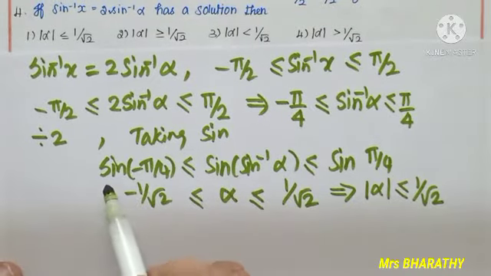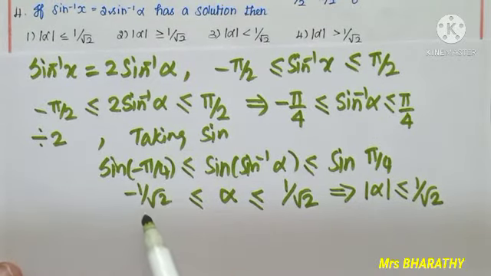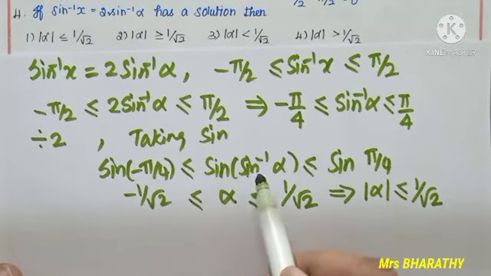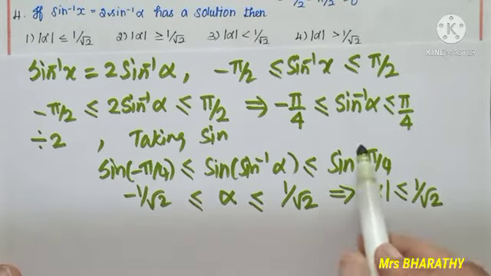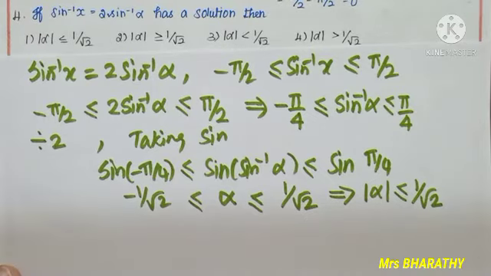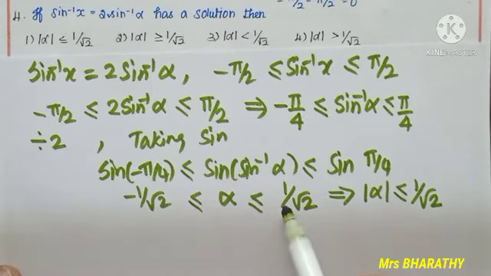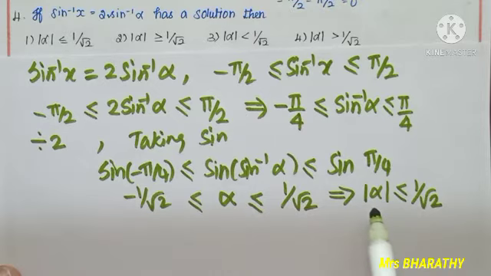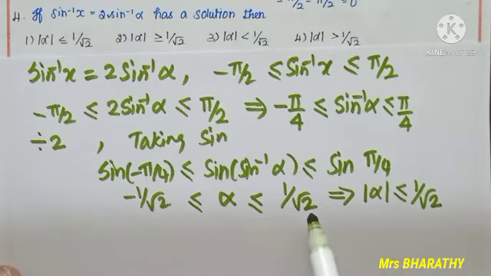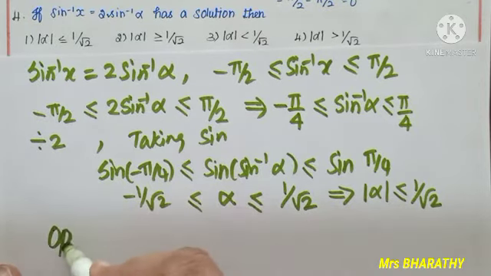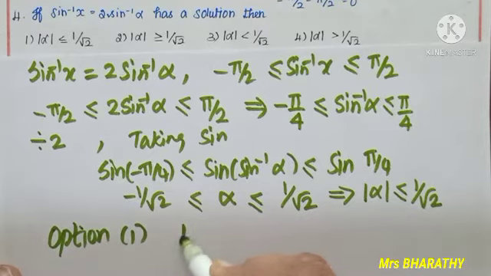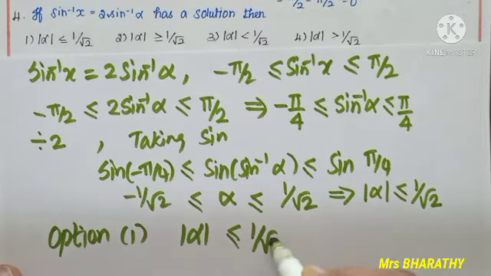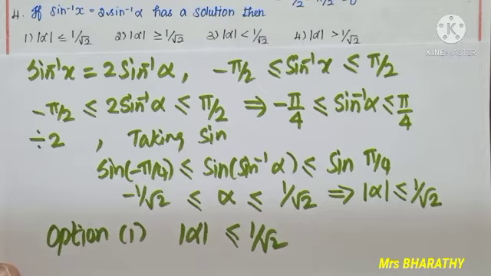We know sine of minus pi by 4 is minus 1 by root 2. Sine inverse cancels, we get alpha. Sine pi by 4 is 1 by root 2. Now this inequality, I can just use modulus and rewrite it. Minus 1 by root 2 to plus 1 by root 2 tells me mod alpha less than or equal to 1 by root 2. So the correct option is 1, mod alpha less than or equal to 1 by root 2.